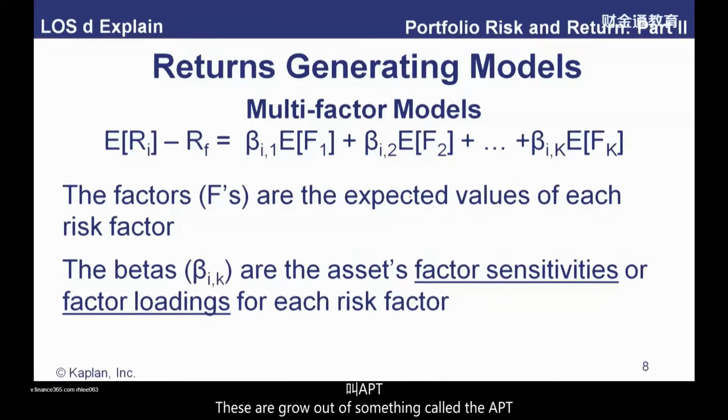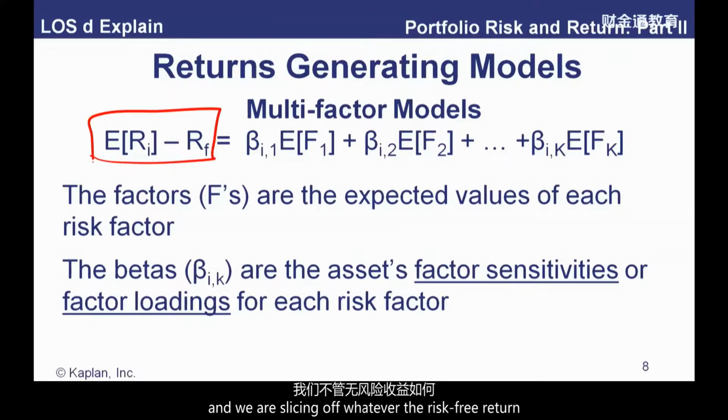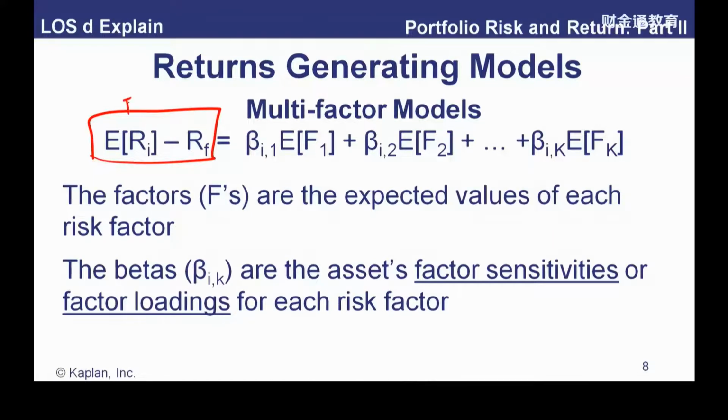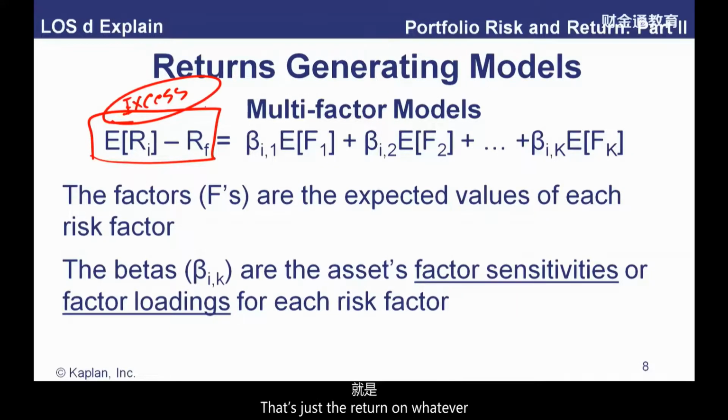These grow out of something called the APT, the arbitrage pricing theory. And what we're doing is taking the return and slicing off whatever the risk-free return was during that period. This is called the excess return. This is a very common thing in finance. The excess return is just the return on whatever asset or portfolio minus the risk-free rate.